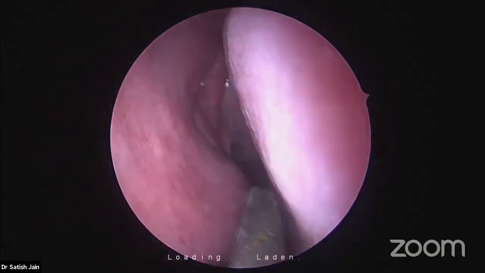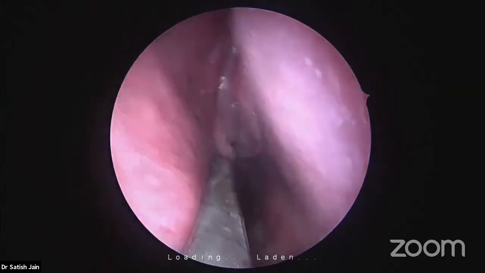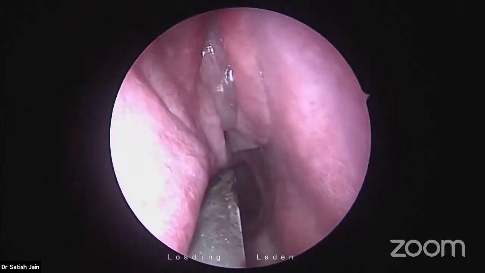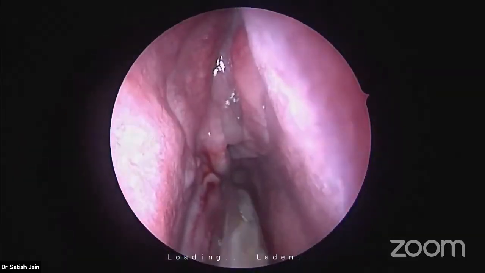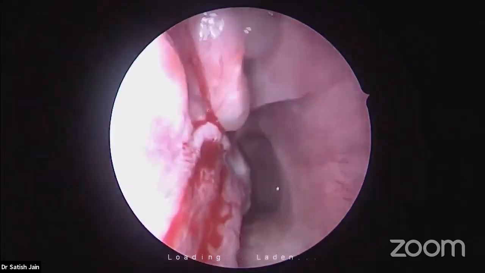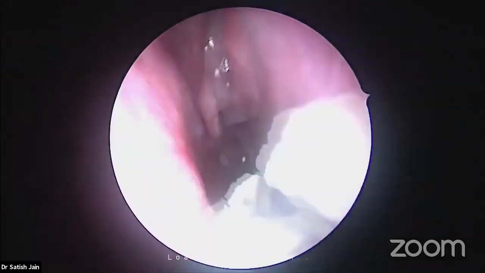Dr. Satish, one thing, most of the people want to do it under local anesthesia, and in that case, the preparation will be altogether different. Let me tell you about that. See what I'm doing here. I'm outfracturing the inferior turbinate to get more space.